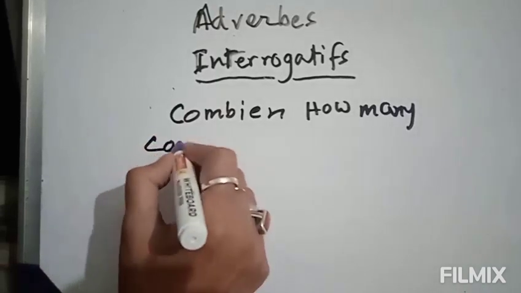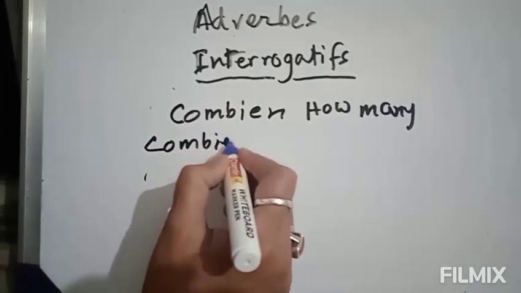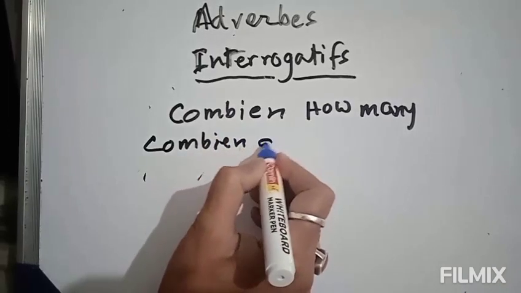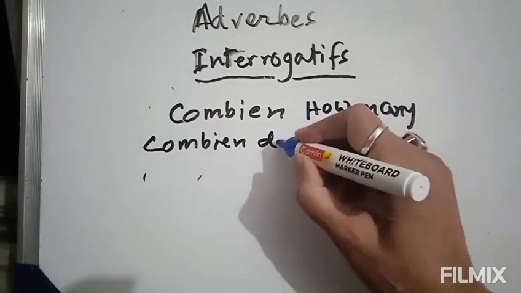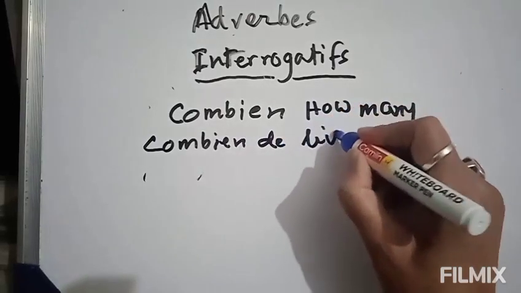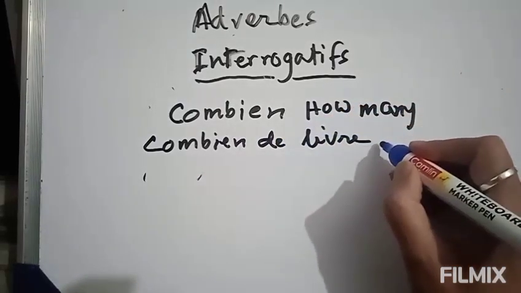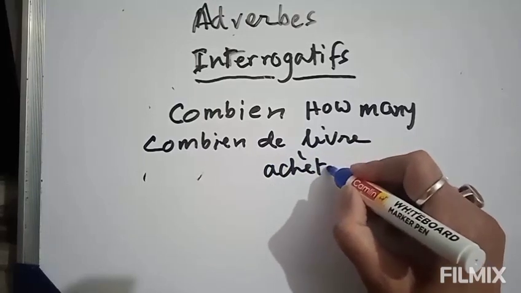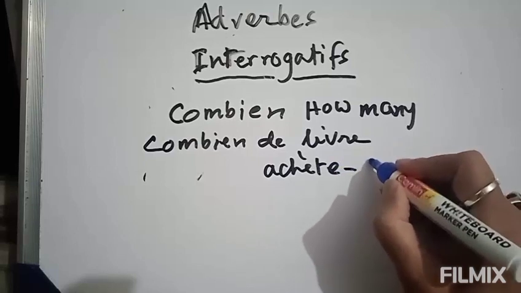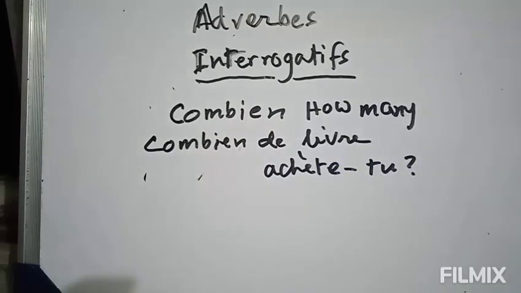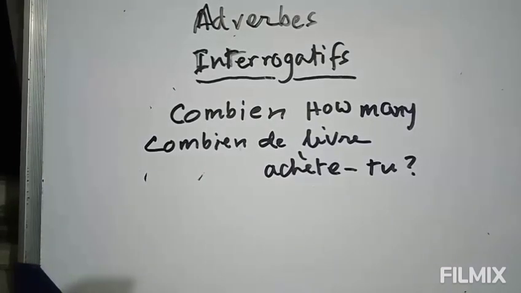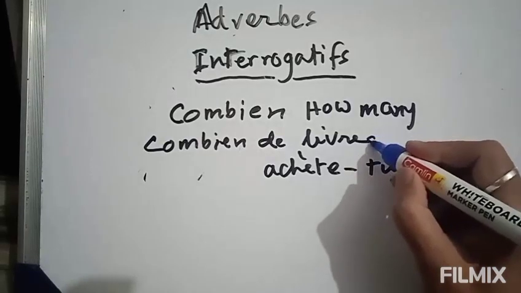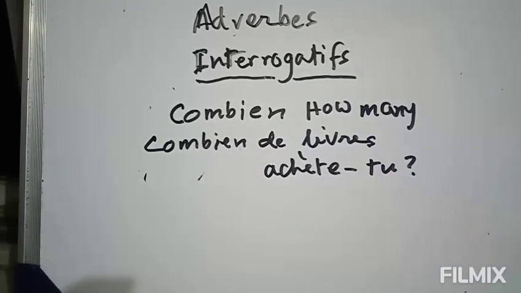Example I am giving you: combien de livres achètes-tu? Combien de livres achètes-tu? That means how many books do you buy.